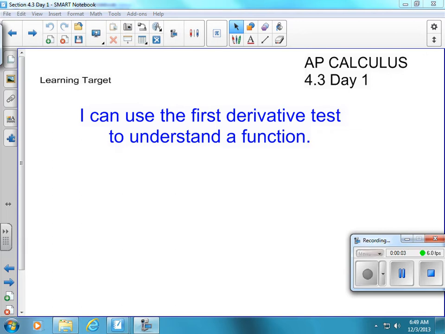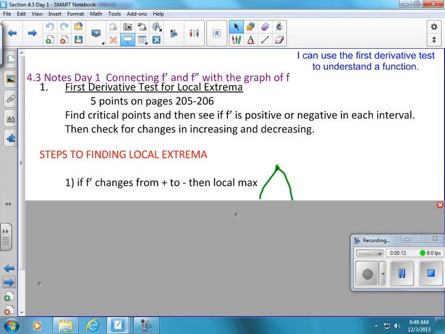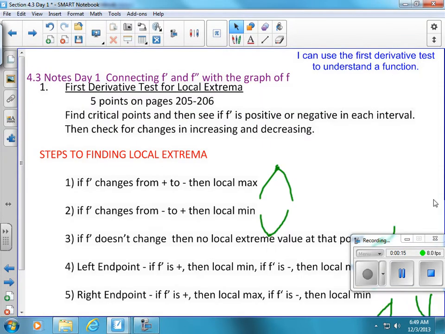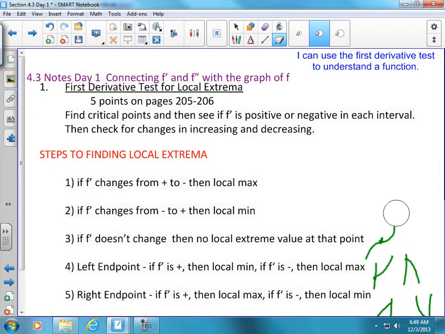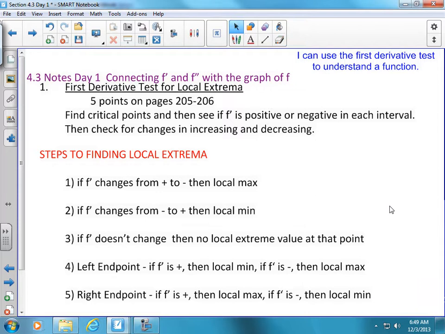Today's lesson is 4.3 day 1, and it's the first derivative test. So you're going to learn about what the first derivative test is and how to understand a function using it. A lot of this we have actually already used, so don't be surprised if you're saying to yourself, I already know this, because that's good if you can say that.